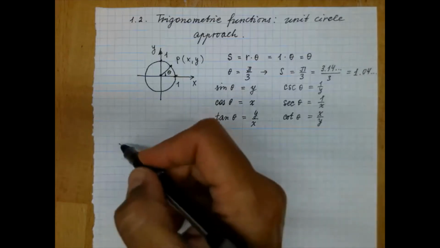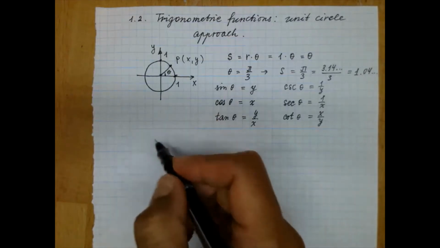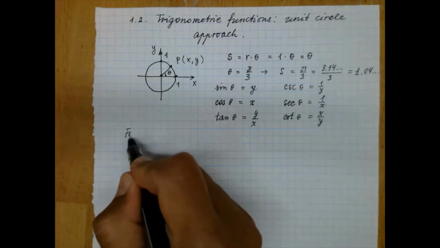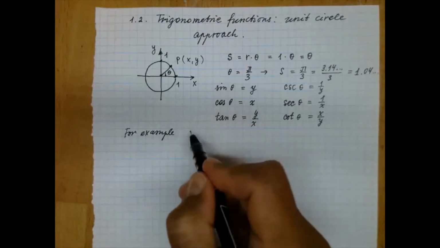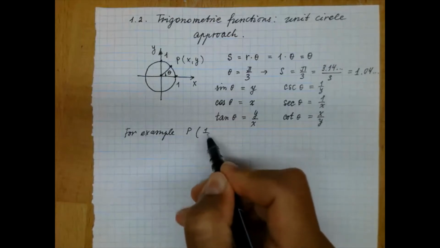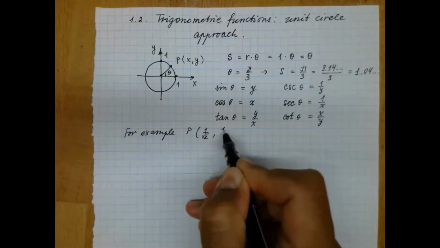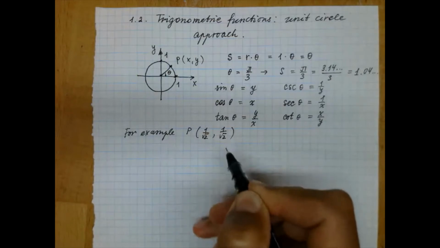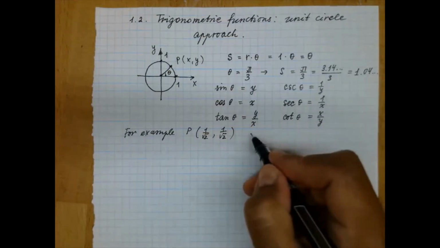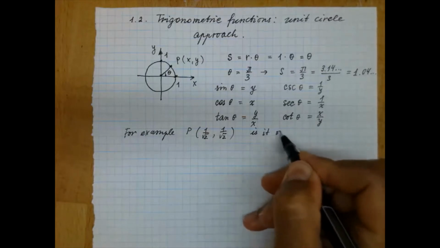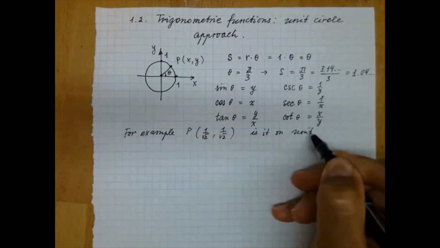Let's consider an example. So I'll consider, for example, point P with coordinates 1 over square root of 2 and 1 over square root of 2. Strange point, let's first check if it sits on the unit circle. Is it on the unit circle?